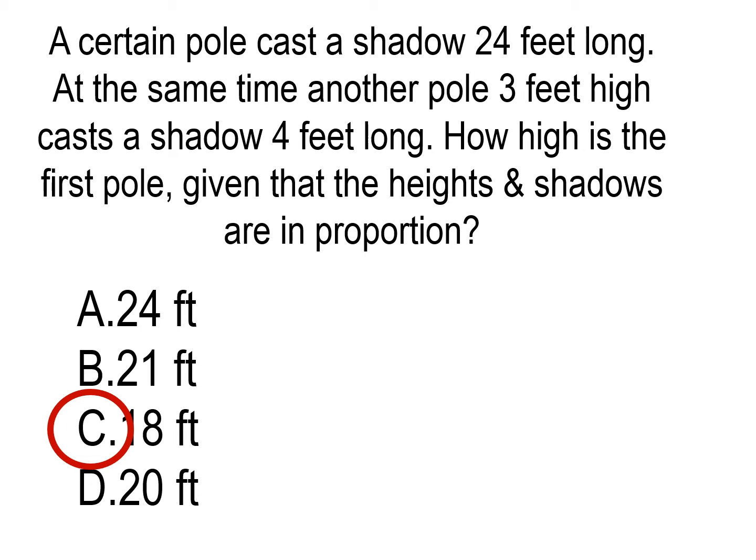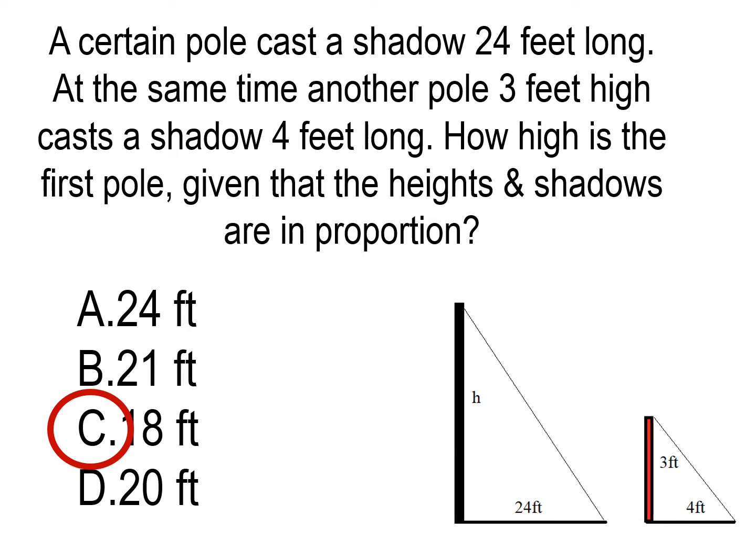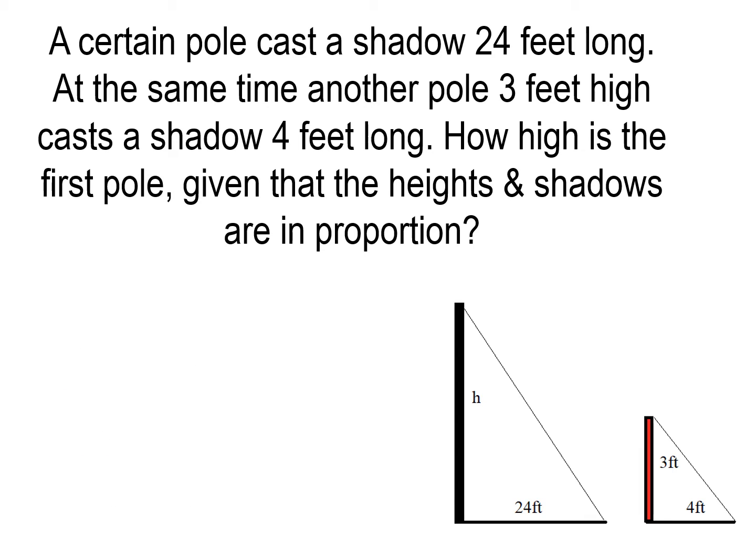Now, let us try to draw the figure in order for us to see the problem clearly. So we have here the height of the pole, and then we have 24 feet as the shadow of the first pole. The second pole, we have 3 feet as the height, 4 feet as the shadow. They are in proportion. It seems that they are similar triangles. Then the corresponding sides must be proportional. So h/3 is equal to 24/4.